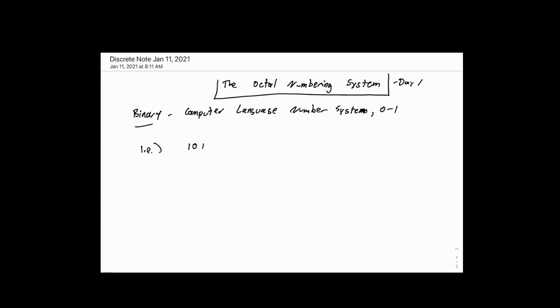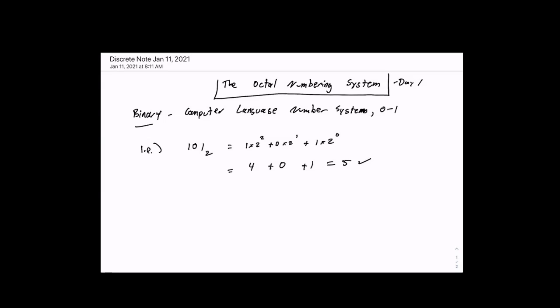So, just as an example, the number 101 in binary refers to 1 times 2 to the 2, plus 0 times 2 to the 1, plus 1 times 2 to the 0, which is 4 plus 0 plus 1, which equals 5. So 101 in binary is the equivalent of 5.